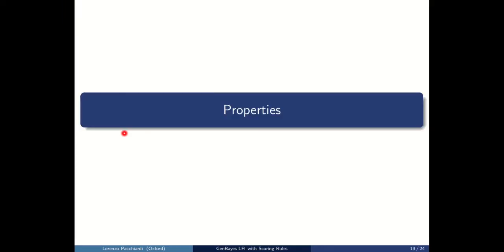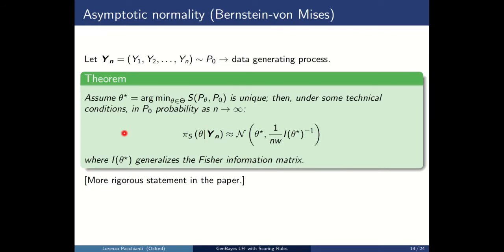I now want to discuss some properties of the scoring rule posterior, which we were able to establish theoretically and to verify empirically. First of all, we have an asymptotic normality result, which generalizes the Bernstein-von Mises theorem for the standard posterior. Here we assume the observations come from a distribution P0, a data generating process, and we consider them as random variables. In this theorem, we need to assume that the minimizer theta star of the expected scoring rule is unique. Then, with some technical conditions, as the number of observations goes to infinity, in P0 probability, our scoring rule posterior converges to a normal distribution centered on theta star, the minimizer of the expected scoring rule, with variance proportional to a matrix which generalizes the Fisher information matrix, and inversely proportional to the number of observations and the weight which you use in the definition of the scoring rule posterior. We give a more rigorous statement in the paper if you're interested.